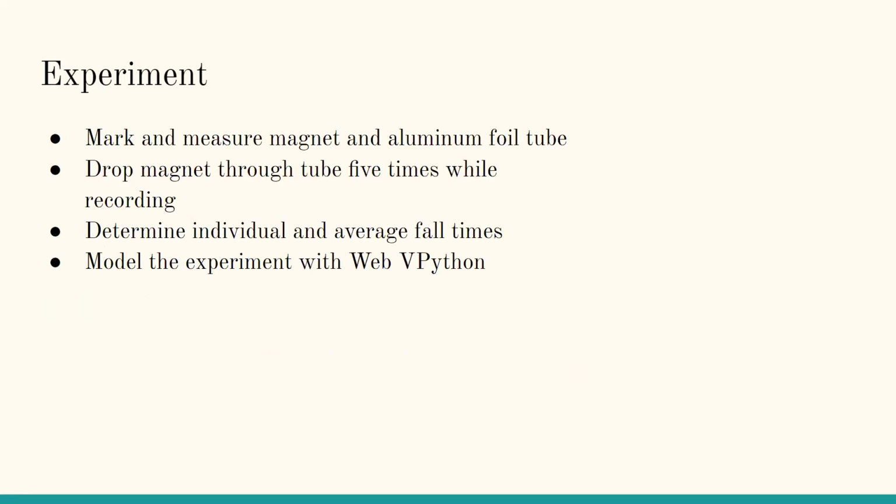So the experimental procedure was to first mark and measure both the magnet and aluminum foil tubes. Then we drop the magnet through the tube 5 times while recording the fall times each time. And then we use that to determine the individual and average fall times. And then, as we previously stated, we modeled the whole experiment with WebVPython.